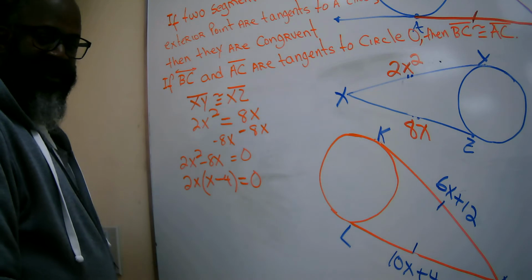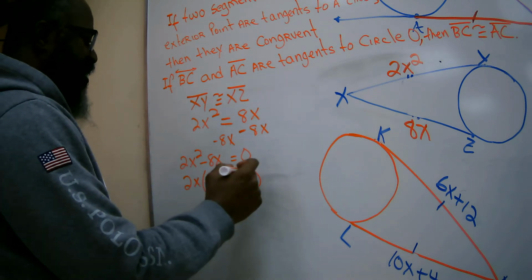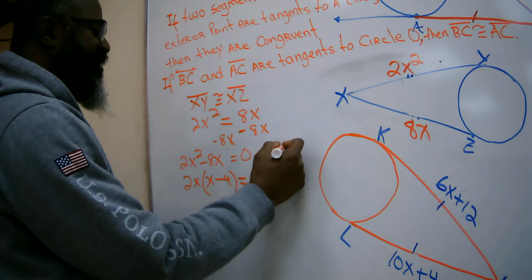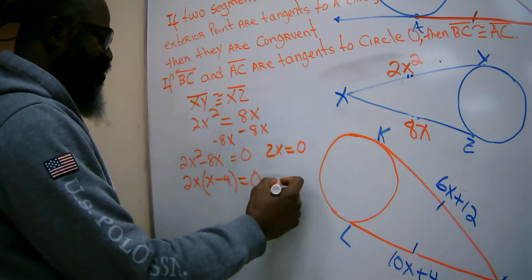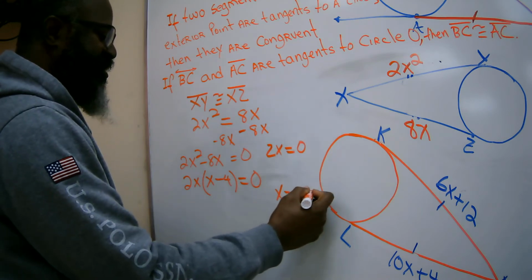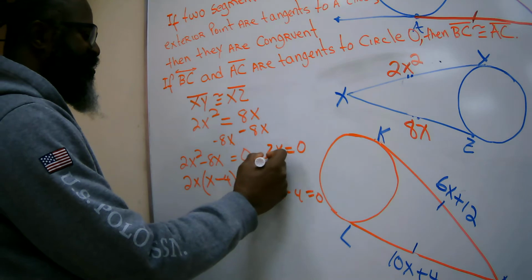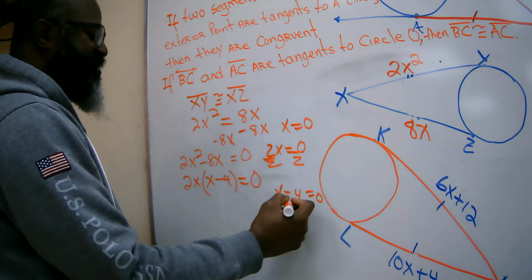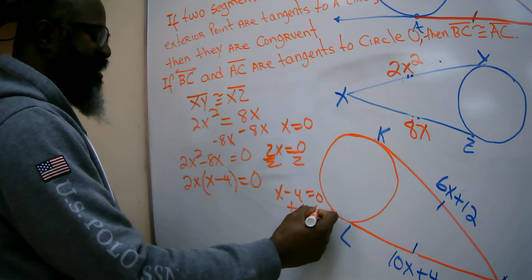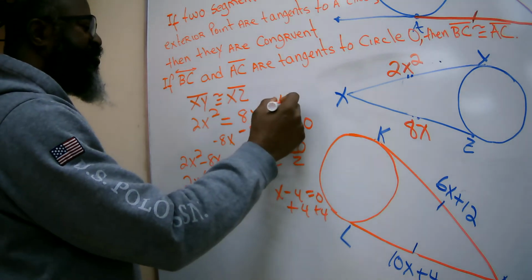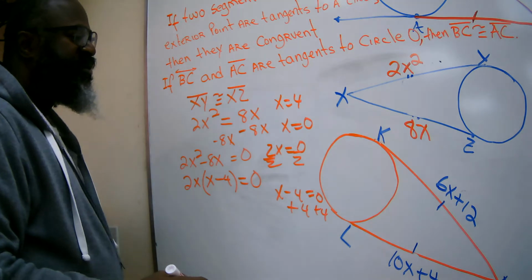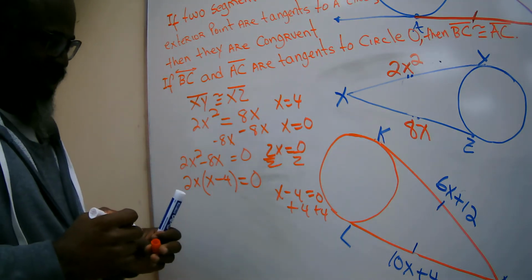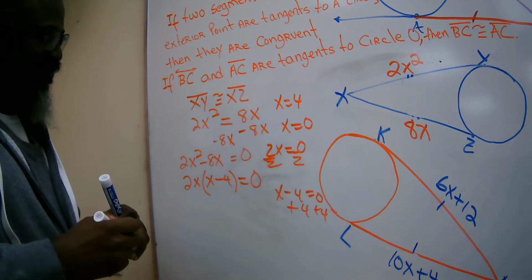Then you have your two equations. If you remember, either 2x is equal to 0 or x minus 4 is equal to 0. So when you divide this by 2, therefore x is equal to 0. In this case, you need to add 4 to each side, so x is equal to 4. Those are your two answers. So we're going to test those answers to see if they work.